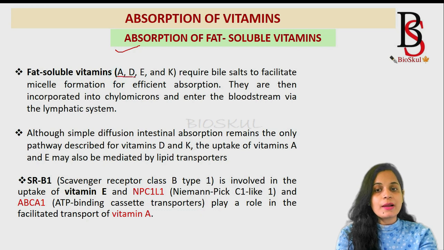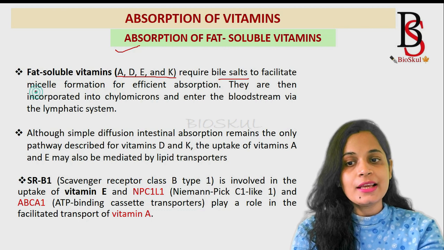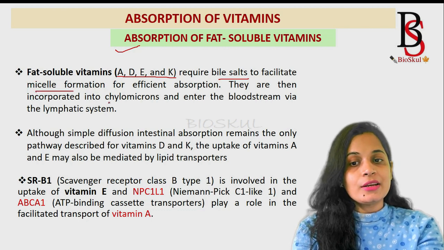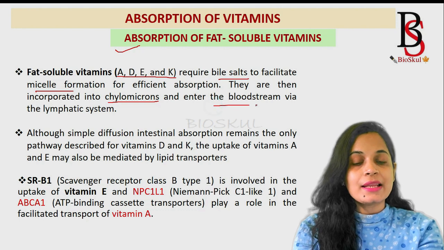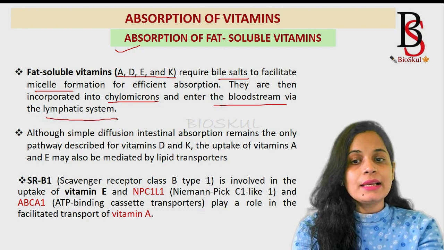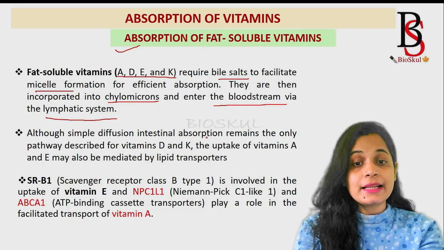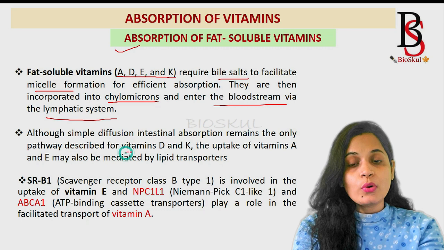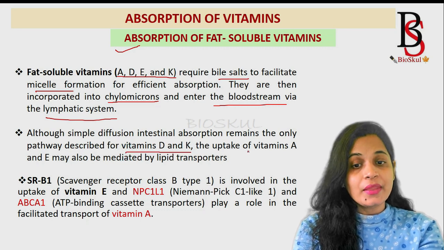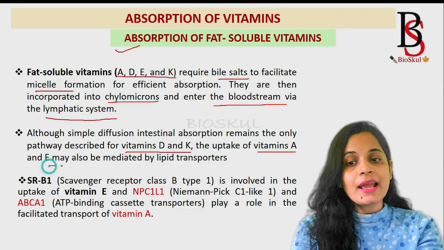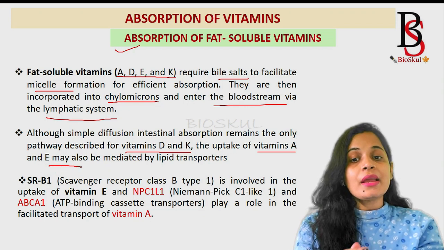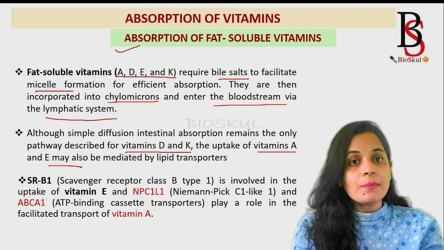We know that fat soluble vitamins are vitamins A, D, E and K, and their absorption is similar to the absorption of fatty acids. They require bile salt to form the micelle. Then they are incorporated into chylomicrons and enter the bloodstream via the lymphatic system. Simple diffusion in intestinal absorption remains only for vitamins D and K. The uptake of vitamin A and vitamin E may also be mediated by some lipid transporters.